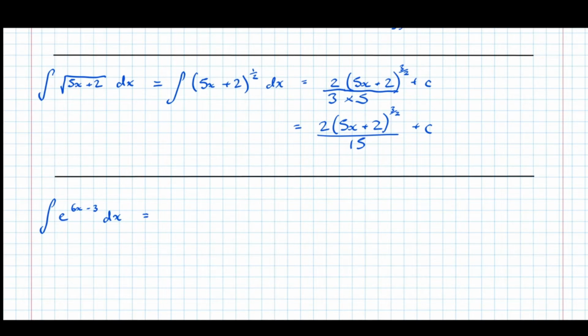So we'll see we've got a linear function, 6x minus 3, wrapped in another function, wrapped in the e function. So that becomes itself. Integrate e to the something, we get e to the something back. But remember the extra step: divide by the differential of the bracket. And substitution will always do the job here.